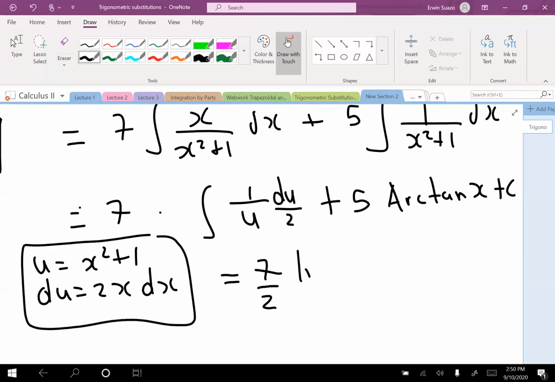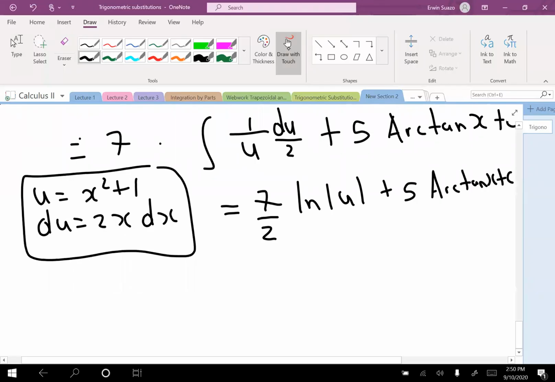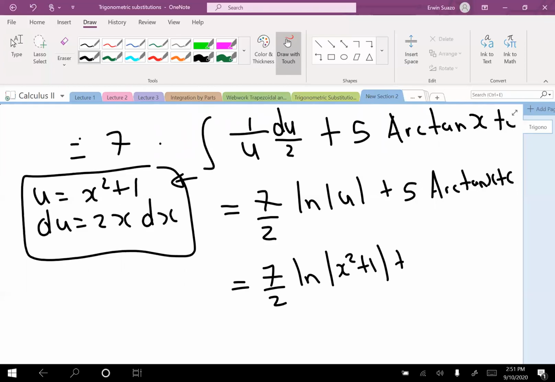Ln of absolute value of u, plus 5 arctangent x plus c. And now, instead of u, what am I going to write? Ln of the absolute value of, what is u? u is 2x plus 1 over x squared plus 1, right? This is u. Then plus 5 arctangent x plus c.